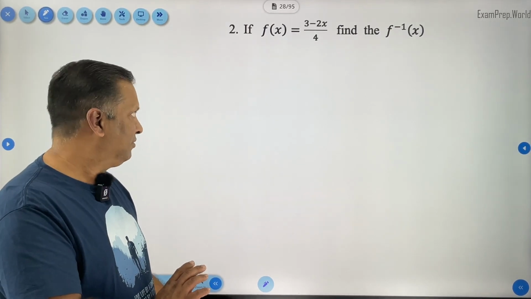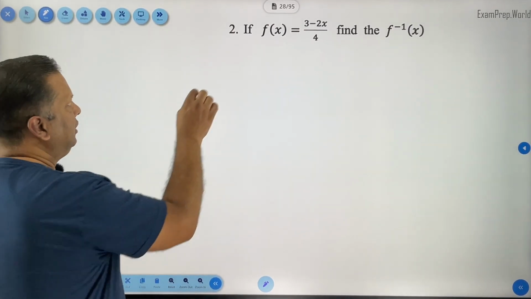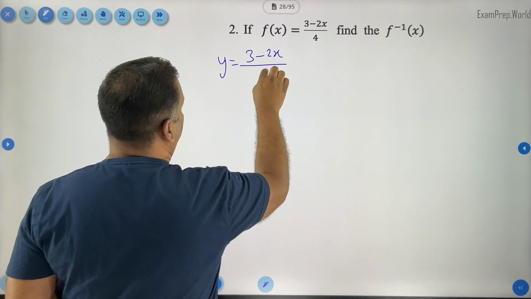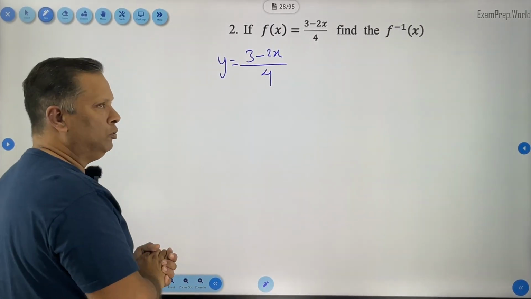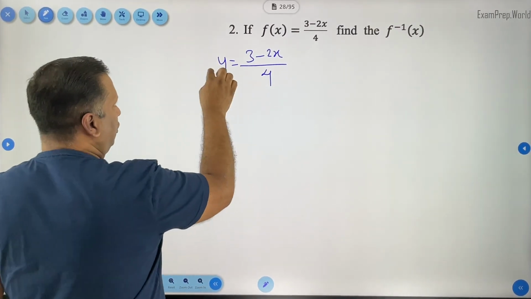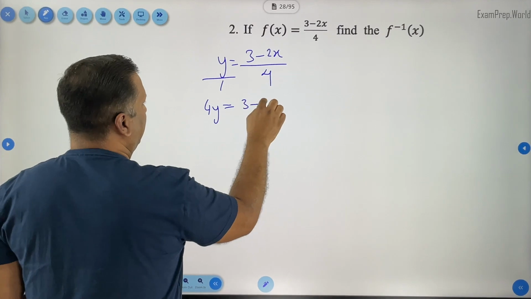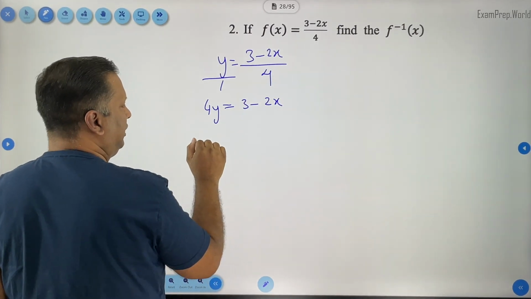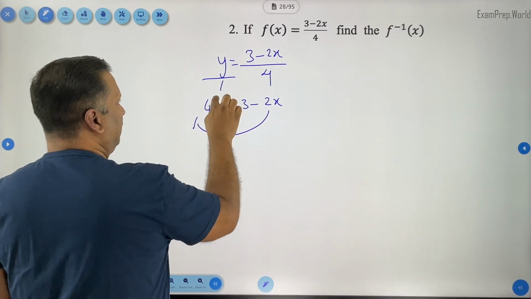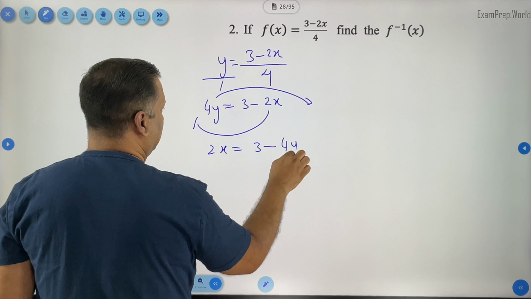Okay. Now let's try and do this one. So same method we will do. We will write y equals (3 minus 2x) upon 4. Then what do I have to do? I have to make x the main subject. So what I will do, cross multiply: 4y equals 3 minus 2x, right? So 2x over here and 4y over here. So it will become 2x equals 3 minus 4y.